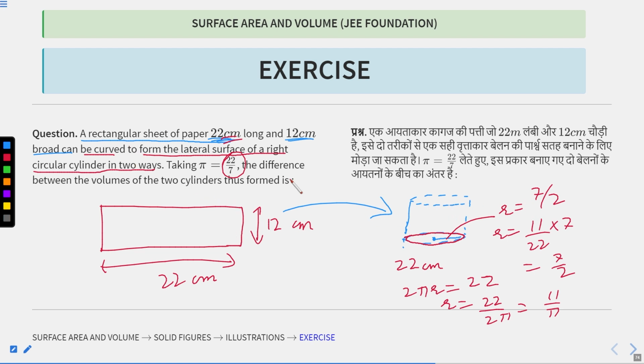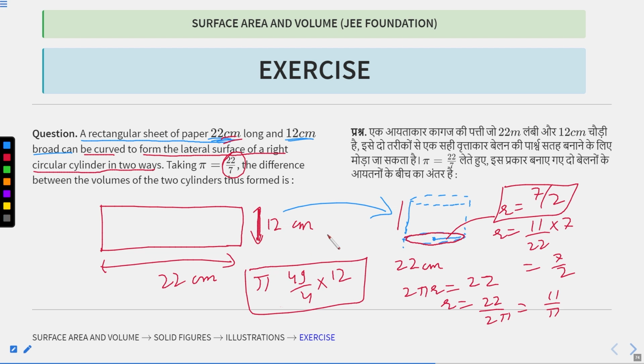Now we have the r for this. Now the volume for this cylinder is equal to pi, I'm just writing pi as pi, r is 7 by 2, r square means 49 by 4, times the height, which is 12, the height remains the same. So this is my volume for this cylinder: 49 by 4 times 12 pi. I hope this is all clear.